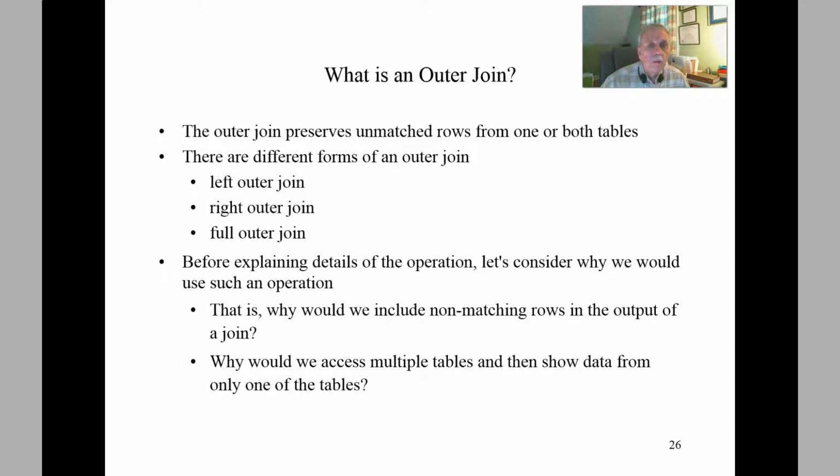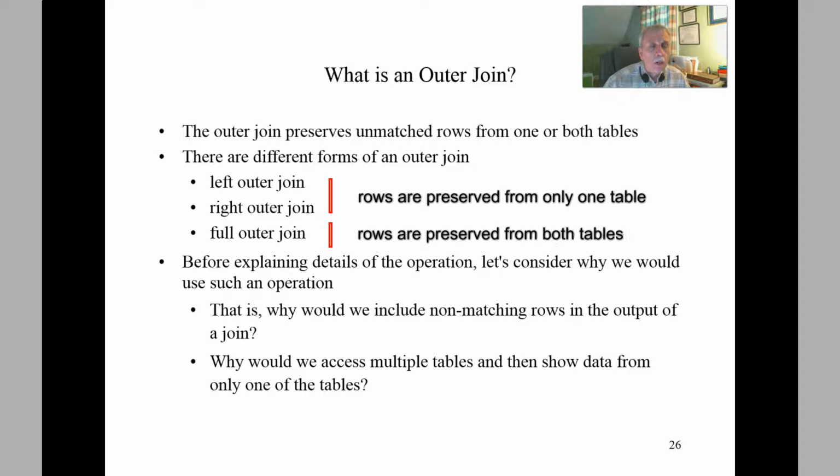The outer join preserves the unmatched rows from one or both of the tables. There are three forms of the outer join. There's a left outer join, a right outer join, and a full outer join. The form that is used determines from which tables the unmatched rows will be preserved. In the case of left outer join and right outer join, the unmatched rows are preserved from only one of the tables. But in the case of full outer join, we preserve unmatching rows from both tables.